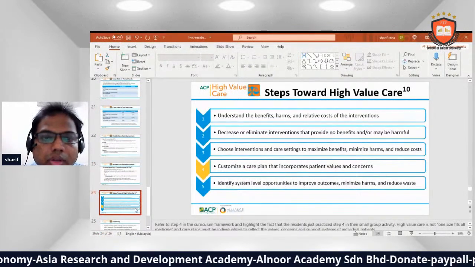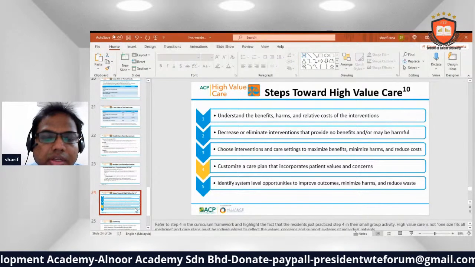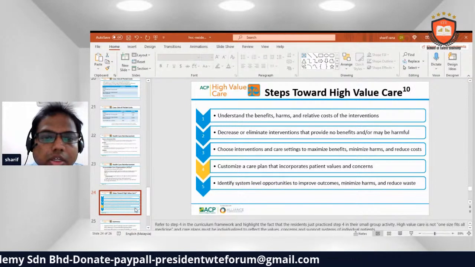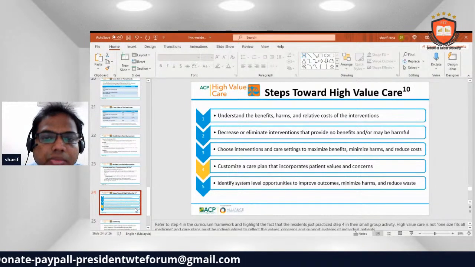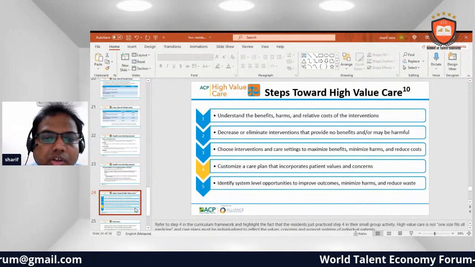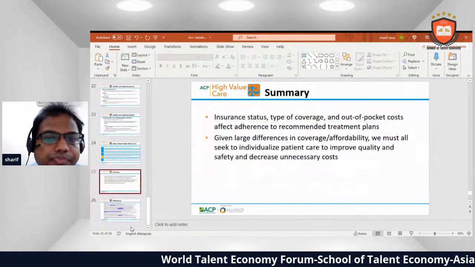Steps toward high-value care. Understand the benefits, harms, and relative costs of interventions. Decrease and eliminate interventions that provide no benefit. Choose interventions and care settings to maximize benefit. Customize a care plan that incorporates patients' values and concerns. Identify system-level opportunities to improve outcomes.